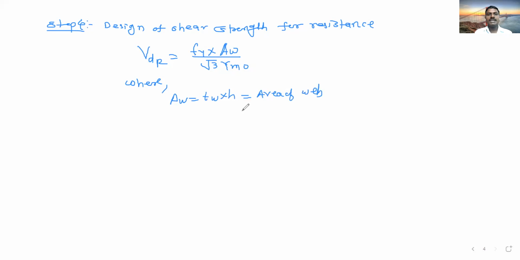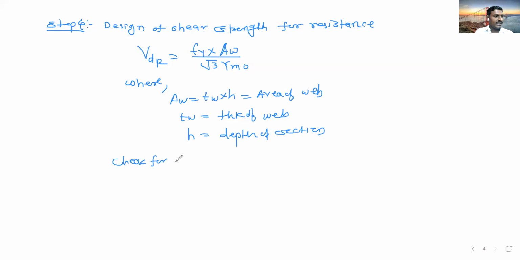TW into H, the area of web. Then TW is the thickness of web and H is the depth of section. Okay, so we have to check for shear. Whatever shear force is coming, for that we have to check.